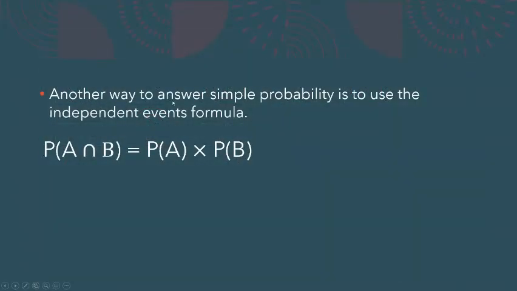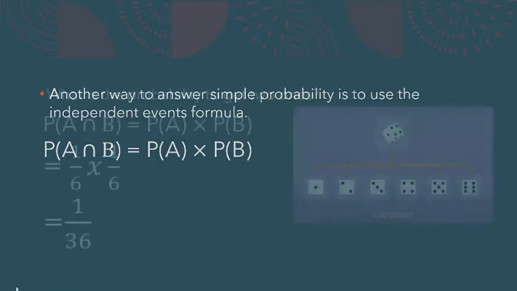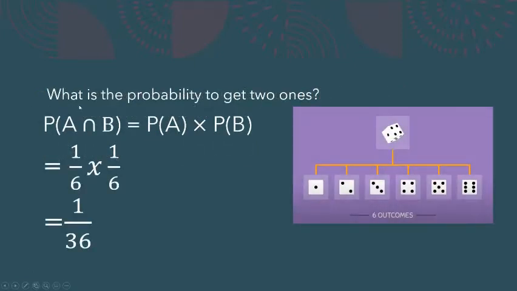Isa pang paraan para mag-answer ng simple probability is to use the independent events formula, which is the probability of event A and B is equal to the probability of A times the probability of B. Ito yun. Subukan natin sagutan tong halimbawa. So, what is the probability of getting 2 ones?